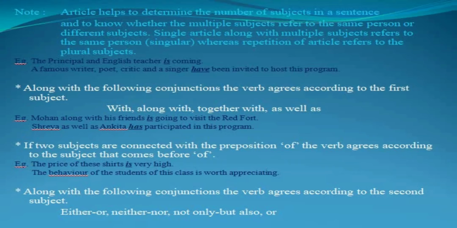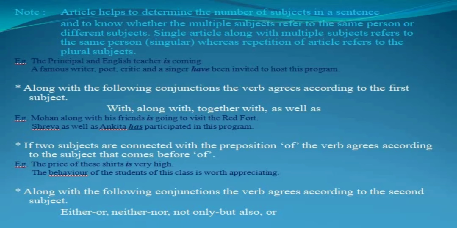Next rule says, along with the following conjunctions, the verb agrees according to the first subject: with, along with, together with, as well as. If any one out of these conjunctions is used in a sentence to connect two or more subjects, then the verb must be used according to the first subject.